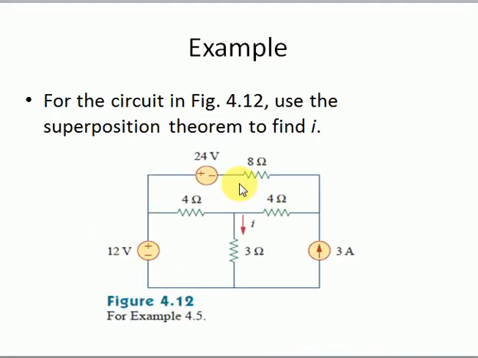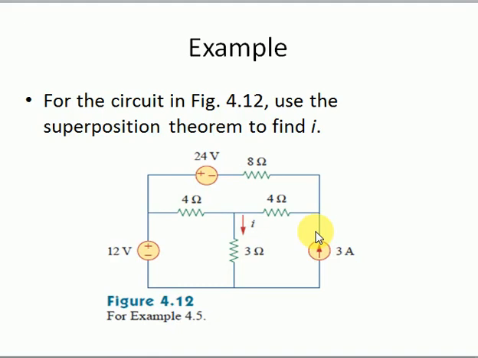Now there is another example, and in this example we have to use the superposition theorem in order to find out the value of I, and this I is the current that is flowing through this 3 ohm resistor. Here in this circuit you may see, we are having 3 independent sources here, in which 2 sources are the voltage sources and 1 source is the current source.